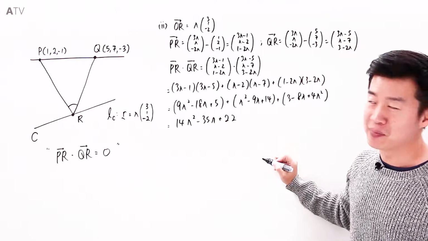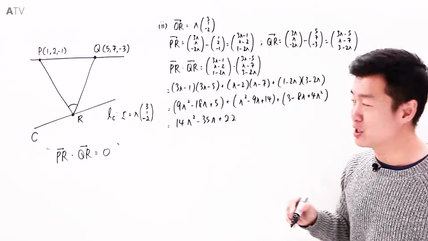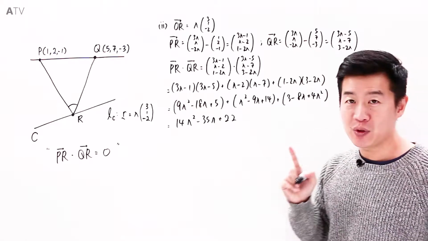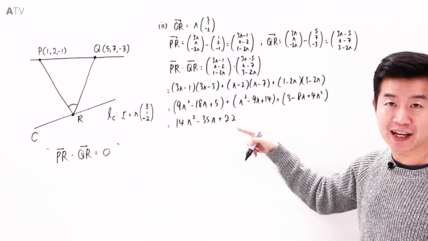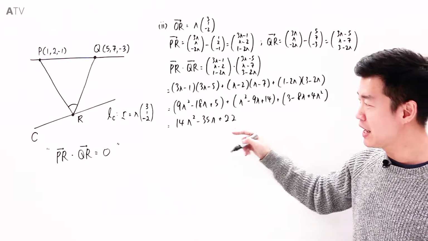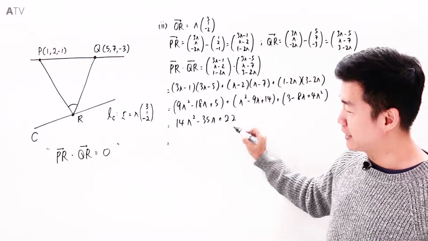But what is our aim? Our aim is to check whether it is possible for PR dot QR to be equal to 0, which means that what we need to do now is to check whether it is possible for this quadratic expression here to be equal to 0. And to do that, let's carry out a completing square to this quadratic expression.